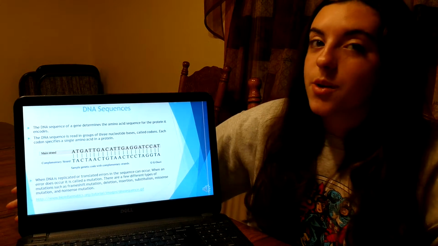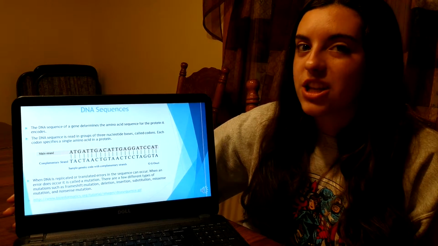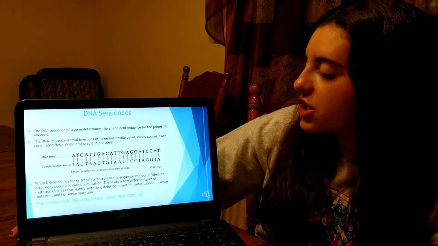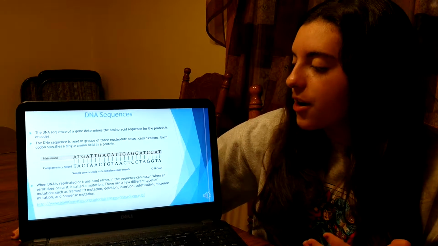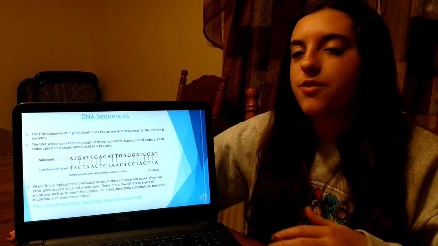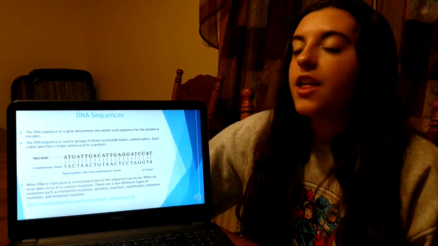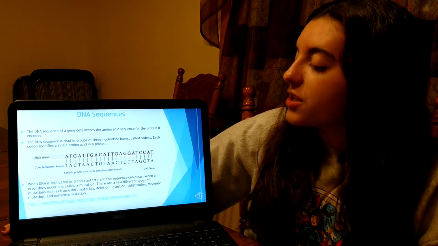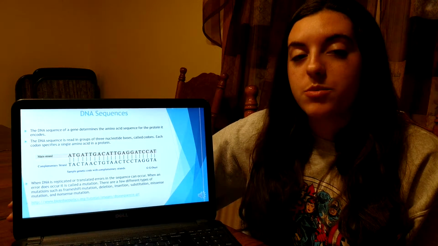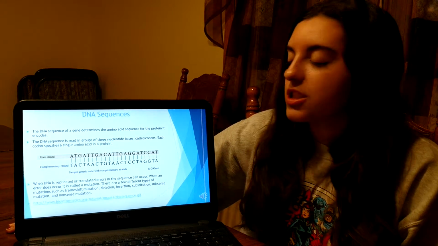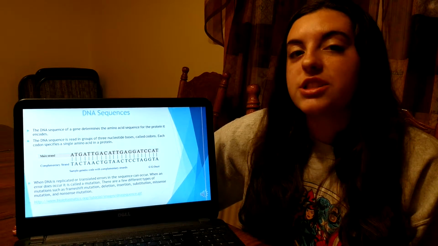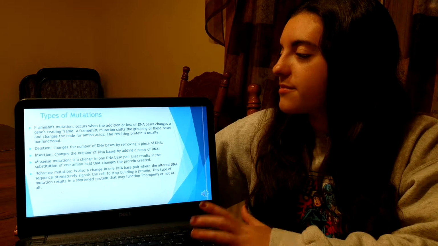However, when DNA is replicated or translated, mutations can occur. A mutation is a slight error in the copying, so if it doesn't copy correctly, like an A becomes a G, then you have a mutation. There are different types of mutations, such as frameshift mutations, deletions, insertions, missense mutations, and nonsense mutations.